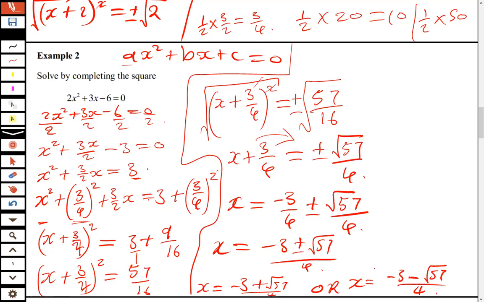So another example. Excuse me, sir. Yes. I didn't understand where here on x is equal to negative 3/4 plus or minus square root 57/4, where did you take this 4? You find the common denominator. Okay, thank you very much.